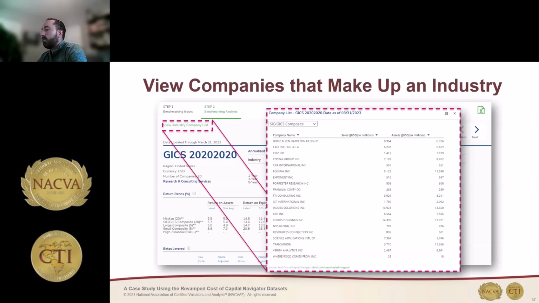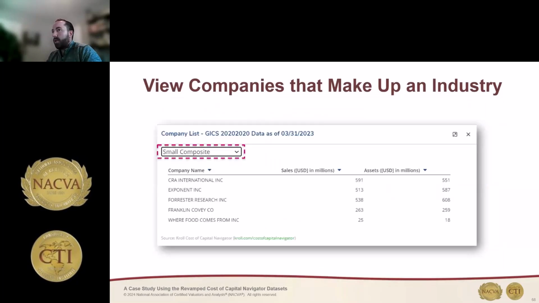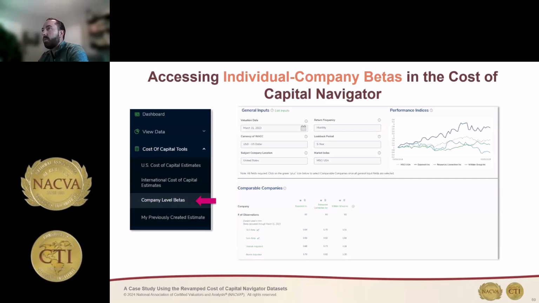An alternative would be to calculate your own industry, and so that's why we provide the company level beta tool as an alternative. This data set and tool is provided to really select your own peer group companies to build your own industry beta. So this would be the third path to selecting betas inside the Navigator.